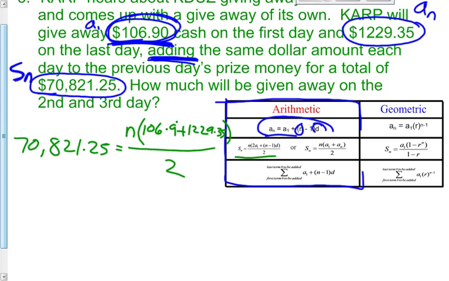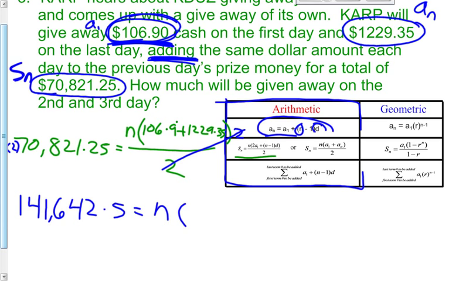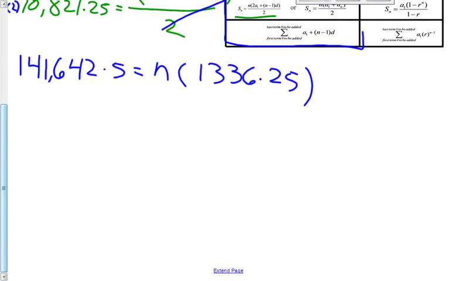So let's now solve for n using algebra. Let's multiply both sides by 2 to get rid of this. So taking 70,000, that number, multiplied by 2, we get the number 141,642.5. That equals n times the quantity, adding those two numbers up together of 106.9 and 129.35, we get 1,336.25. So now we're simply dividing both sides by 1,336.25.